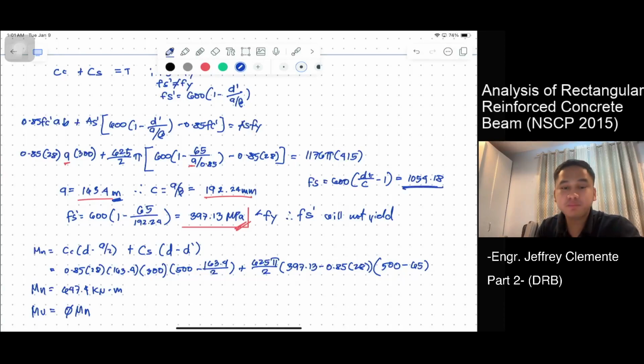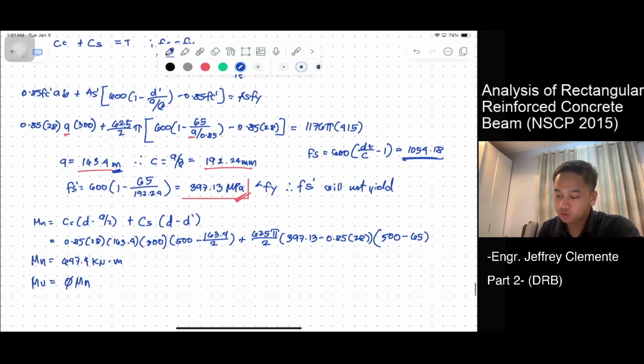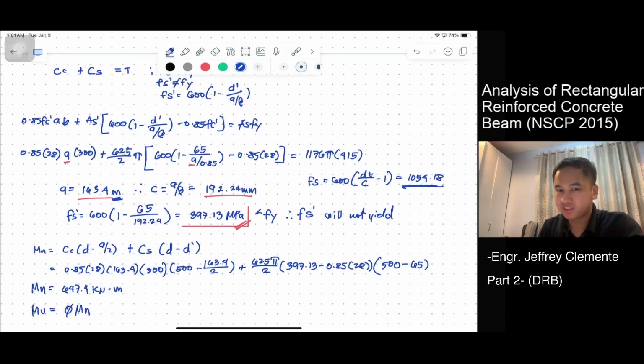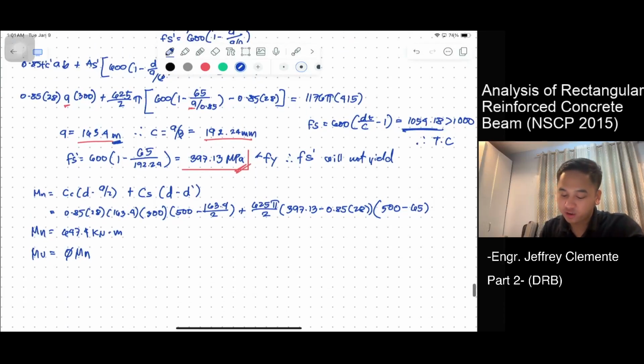But still, nag-yield pa rin siya. Diba? So, kung nag-yield siya, ano naman siya? Transition o tension controlled? Since this is greater than 1,000, therefore, this is tension control. Diba? Therefore, our phi would be 0.9 times mu 647.4. So, that would give us 582.66 kilonewton meter. So this is the answer.